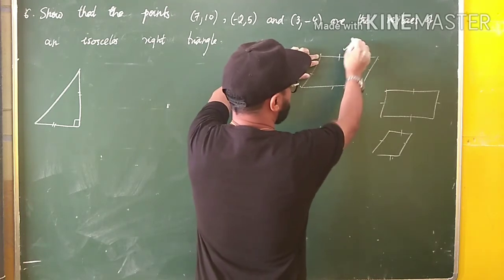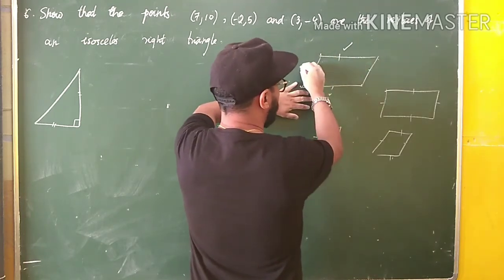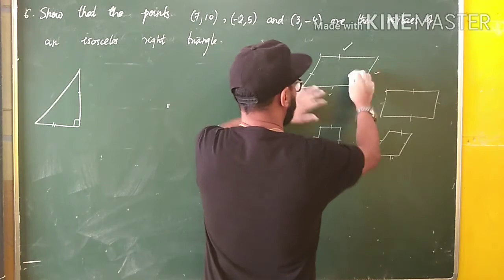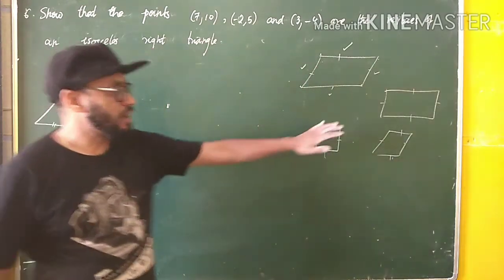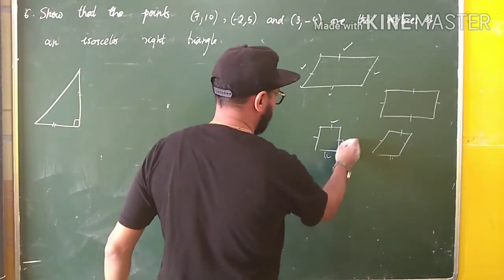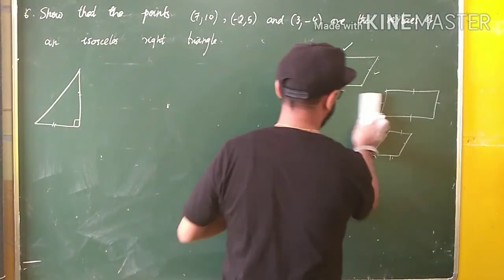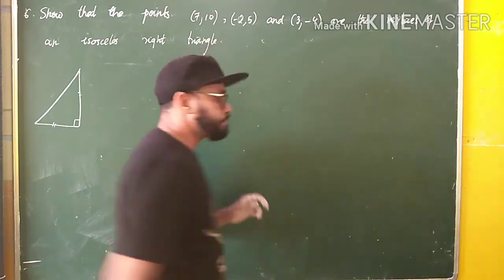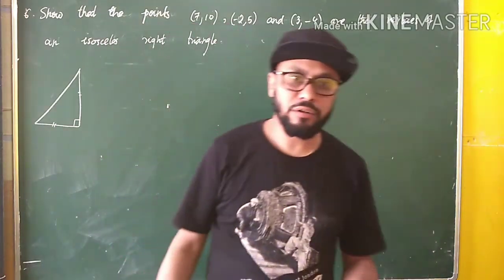So first we'll find the distance of this one, that has to be equal to this. Then we'll find the distance of this, then that will be equal to this. So same with rectangle, square, and a rhombus also. For a square, all the distances have to be equal. So this is what we do to prove that it is a parallelogram, rectangle, rhombus or a square.